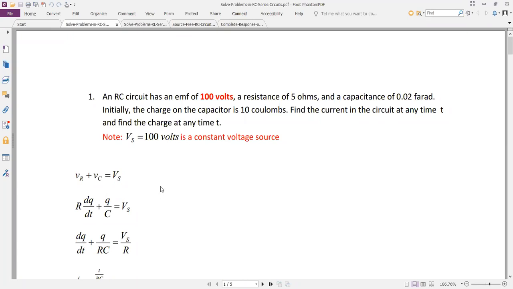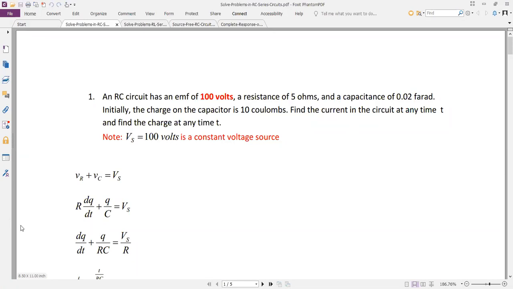Now your EMF here is a constant voltage source, labeled as V sub S, a constant or steady state voltage source. Whenever you see an EMF which is a constant, then your circuit is a DC circuit. The current is supplied from the battery. So our battery in this case is 100 volts, so it's constant.